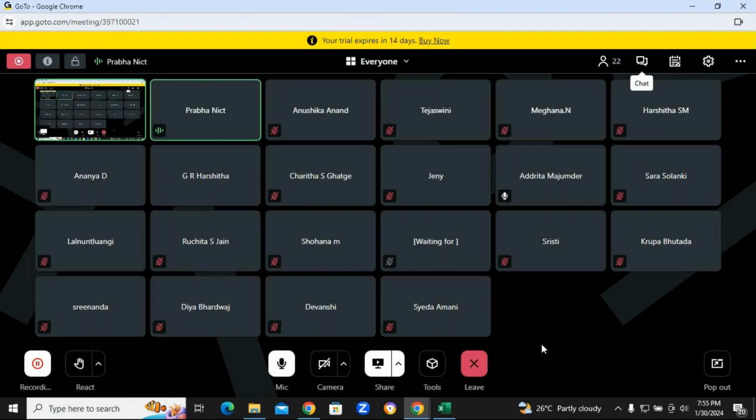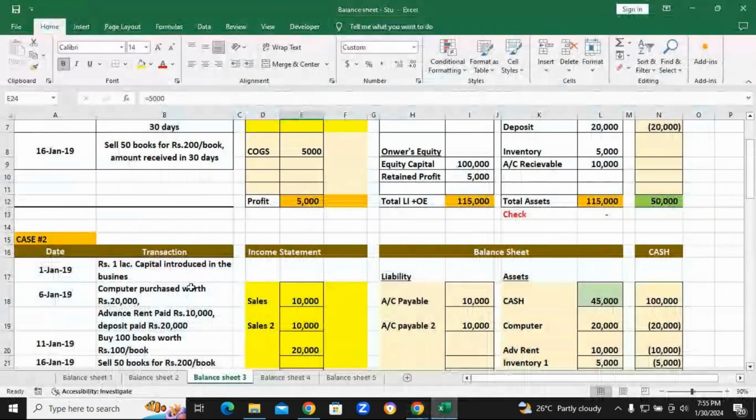So I wanted you people to solve case 3 and the cash flow statement, the second one. Tomorrow you will be guiding me on how it has to be solved. Then we will continue with balance sheet 4 and balance sheet 5, and then continue with our case studies, and whatever balance sheet is left out, we'll finish it.